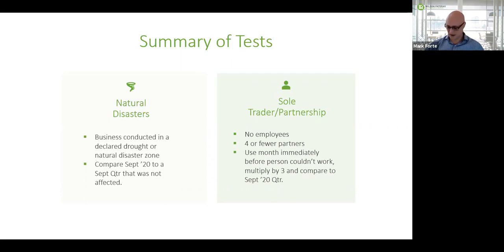Just a note before we get on to the two worded examples is that you can use any one of these tests. You're not resigned to just use one test. You can use any test that suits your purpose. So if you don't satisfy the decline in turnover test in one test, you can use another test that might get you through.